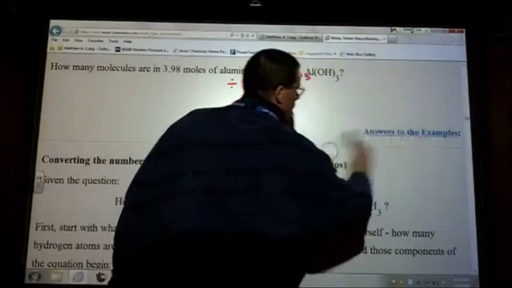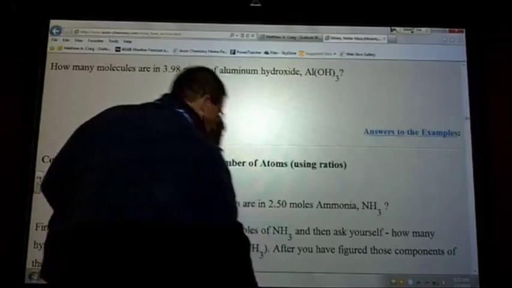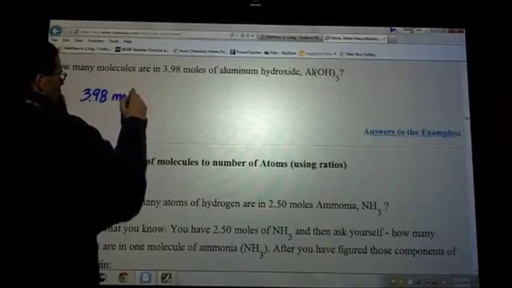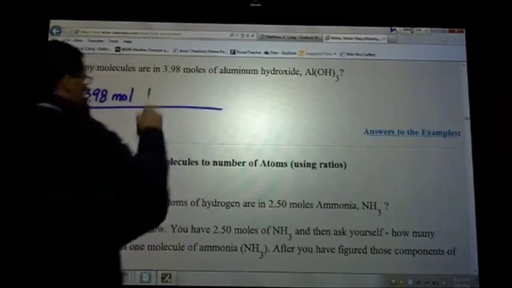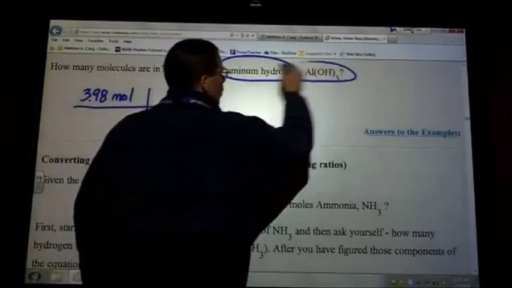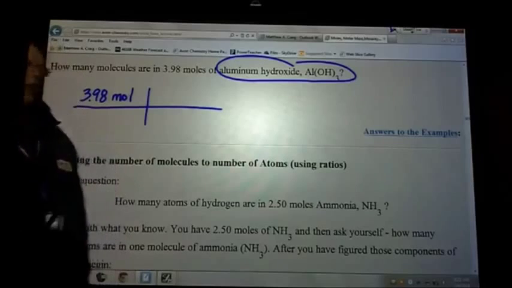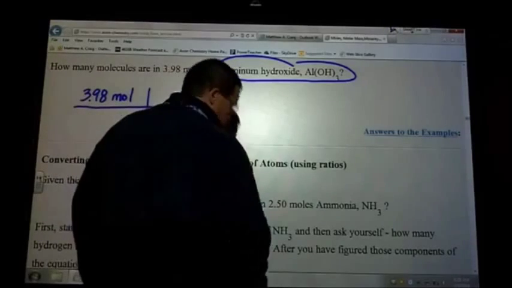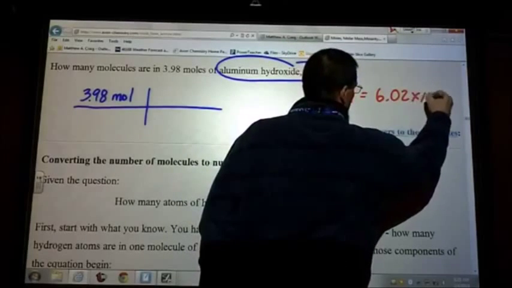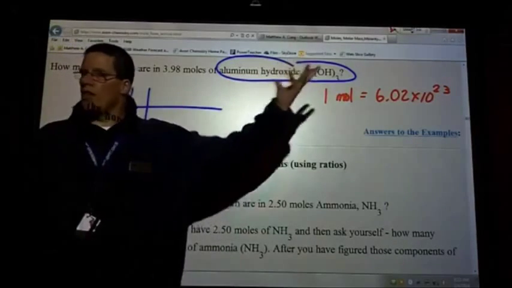Okay, so again, what do we know about this problem? Or what's given? Yeah, so you have 3.98 moles of aluminum hydroxide. Now what's even nicer about that? I don't even care about this. Why? Because for anything and everything, if I have 1 mole of something, it's still equal to 6.02 times 10 to the 23. So I really don't care what the compound is or what the thing is.